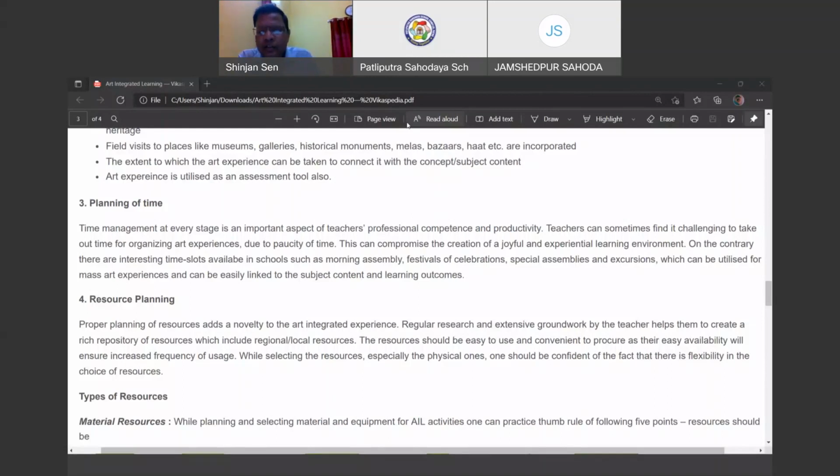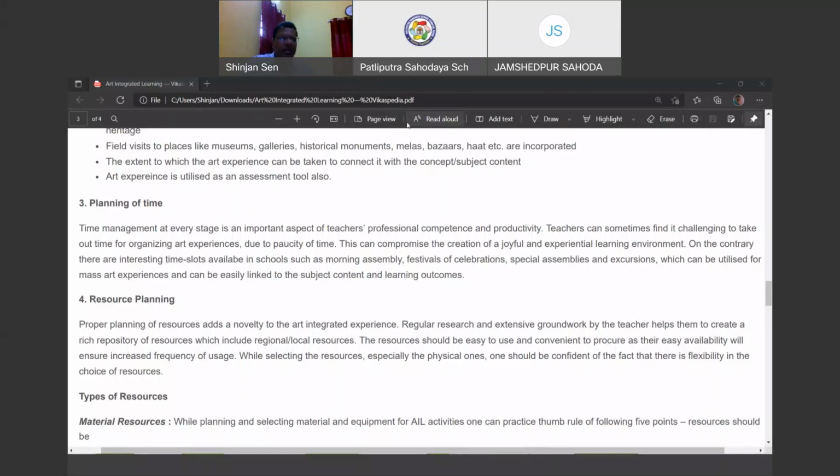Teachers can sometimes find it challenging to take out time for organizing all these things. This can compromise the creation of joy, and if that is not there, then we will be compromising the joyful experiential learning environment. On the contrary, there are interesting time slots available in schools such as morning assembly, festivals of celebration, special assemblies and excursions, which can be utilized for mass art experience. Yes, we can go for that, and can easily link to the subject content of learning.